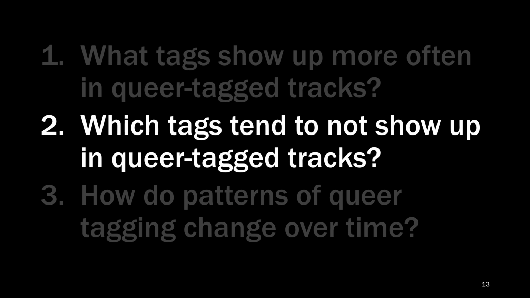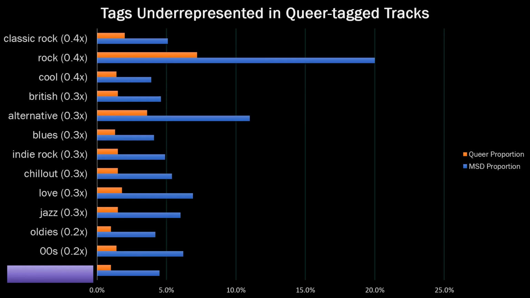Now we can investigate just the opposite question. Which tags on Last.fm tracks are least likely to accompany queer tags? Which ones are most likely to not show up with queer tags? Here's the chart for that question. Apparently rock is not very queer, oldies are not very queer, jazz is not very queer.